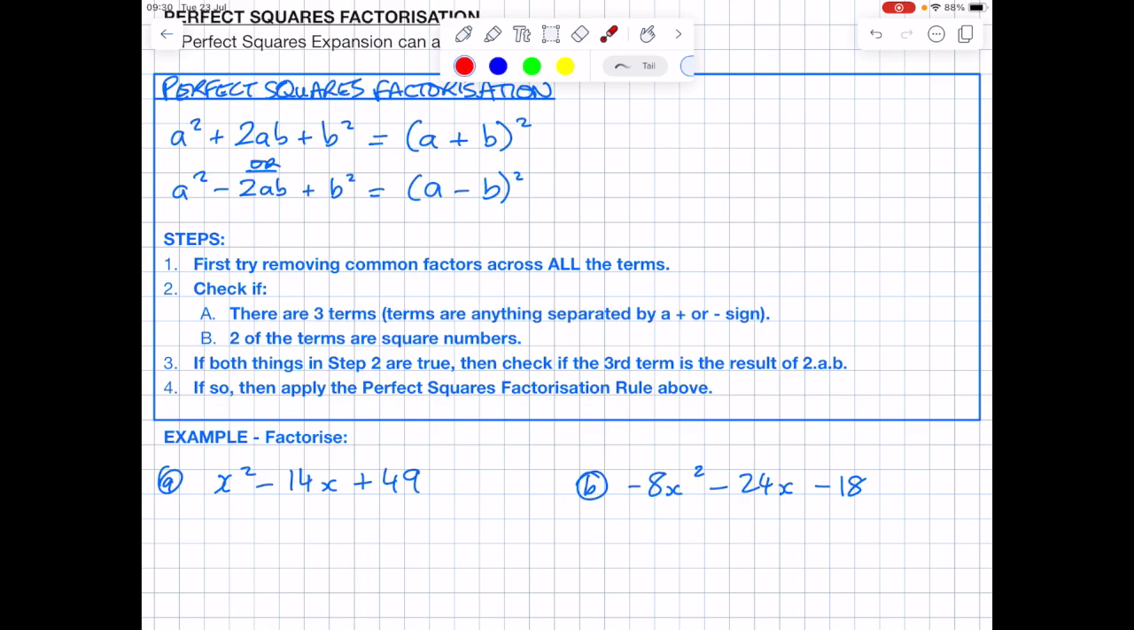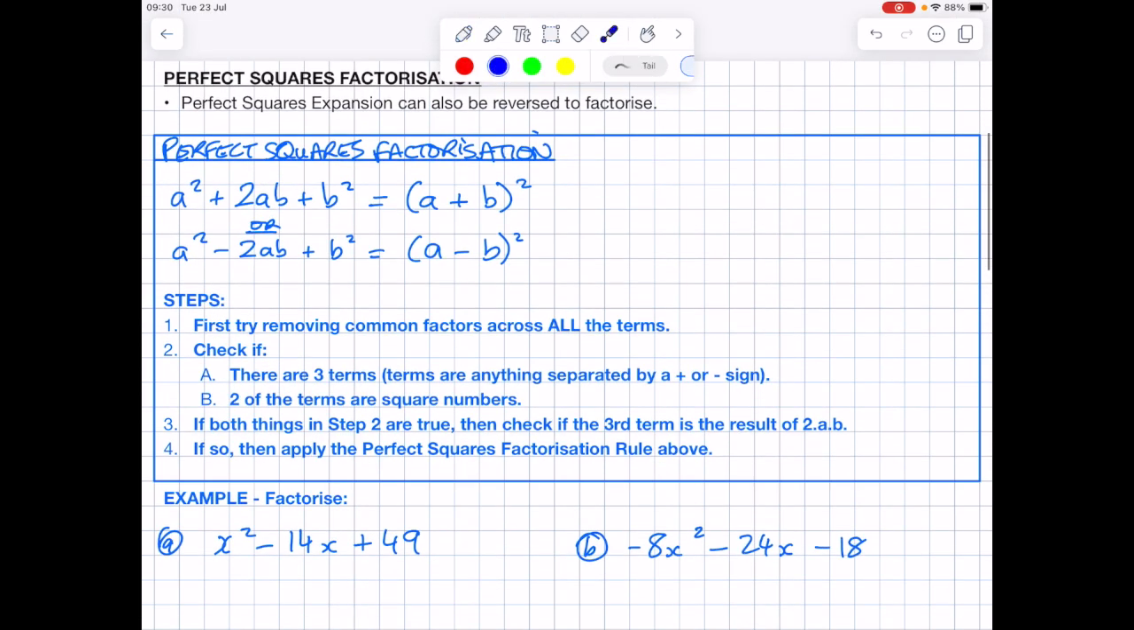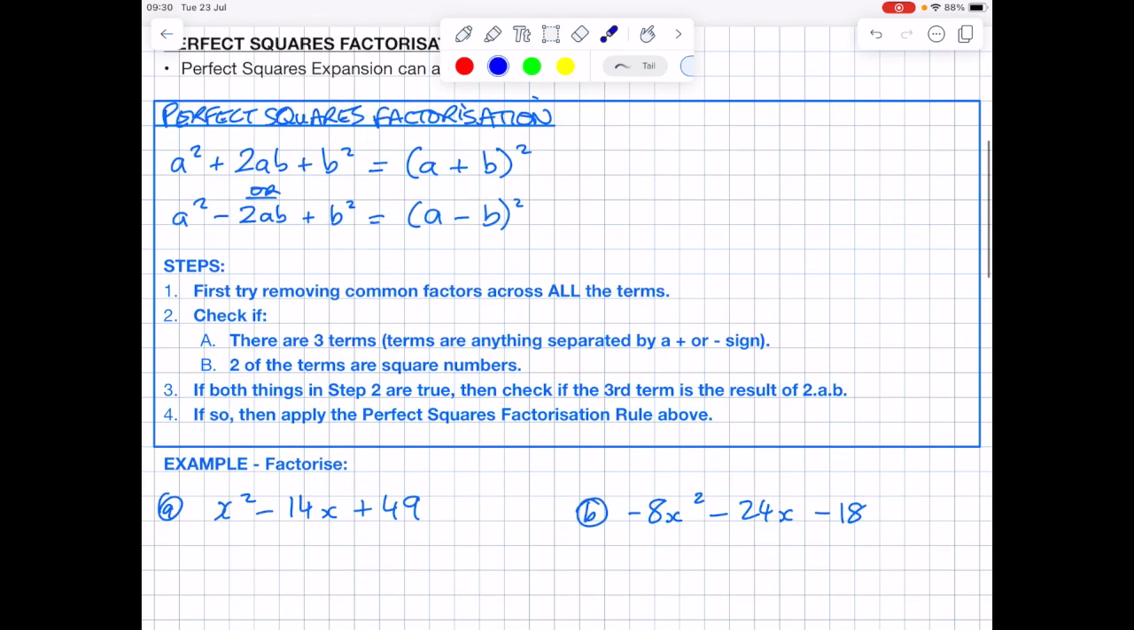So let's see how that works here. First, try removing common factors across all the terms. The only factors of x squared are x. So there would have to be x in all of these terms. 49 doesn't have x in it, so common factors won't work.